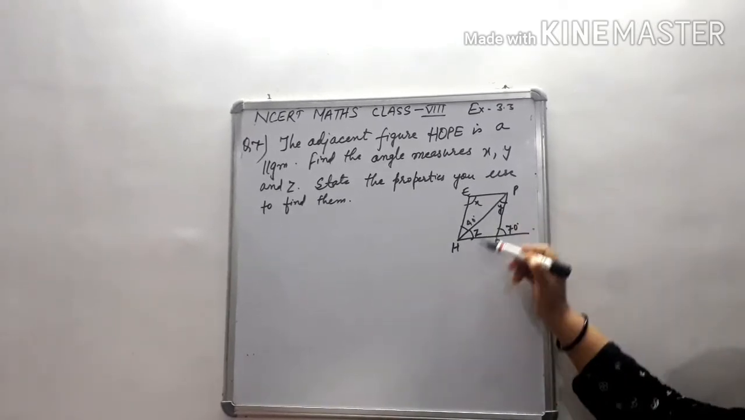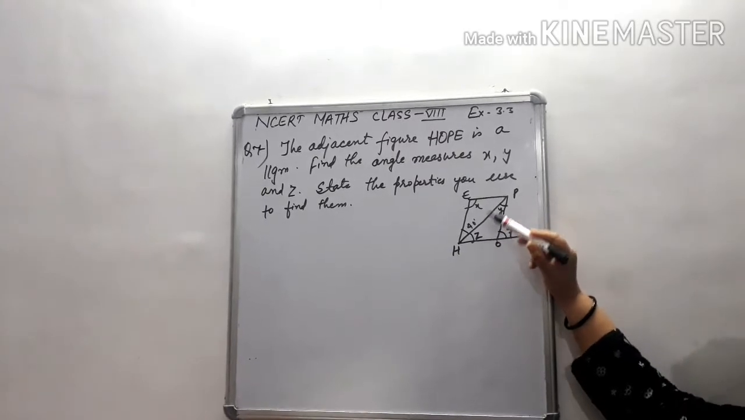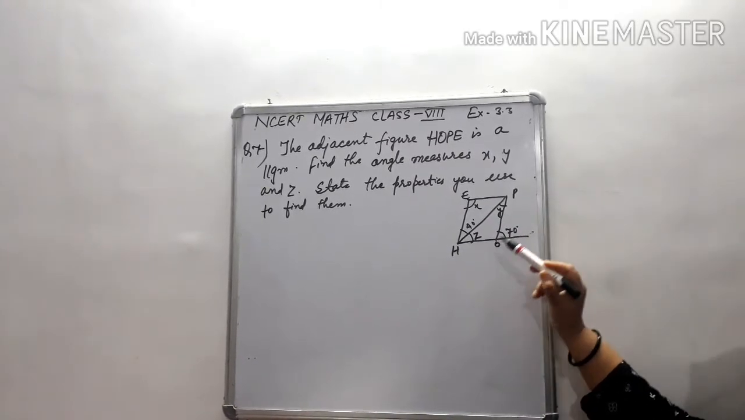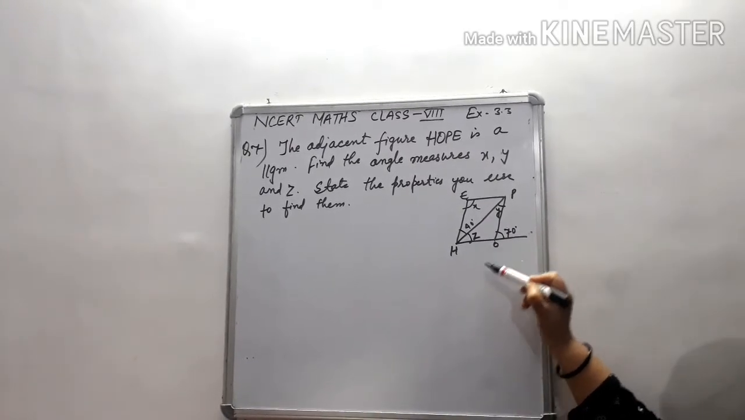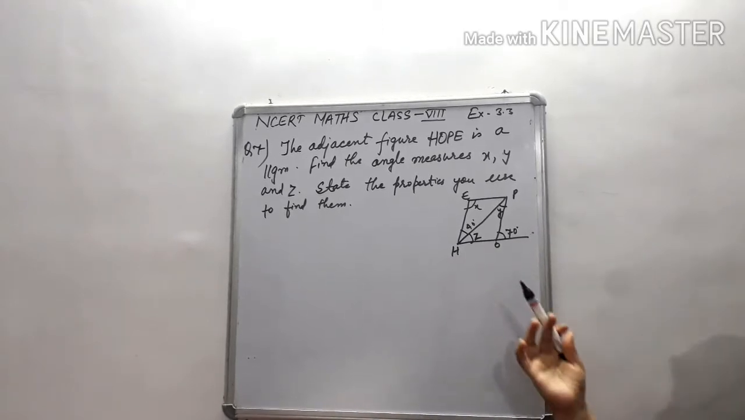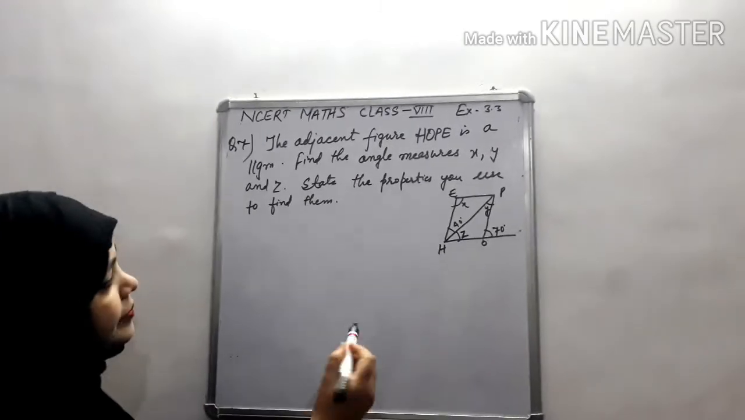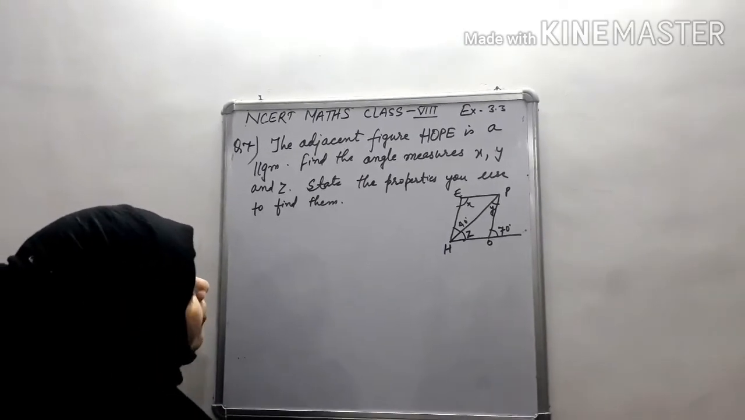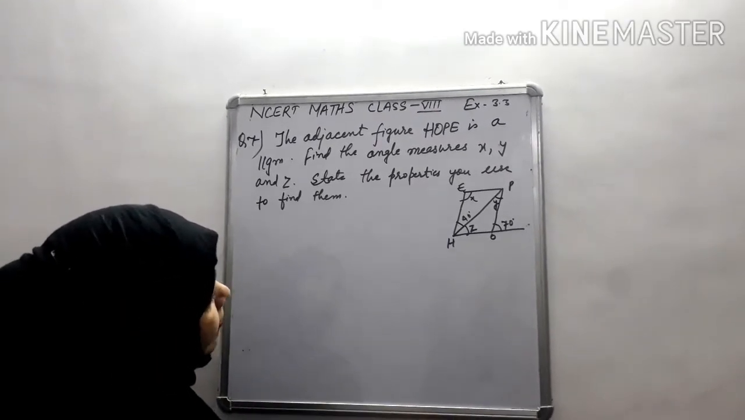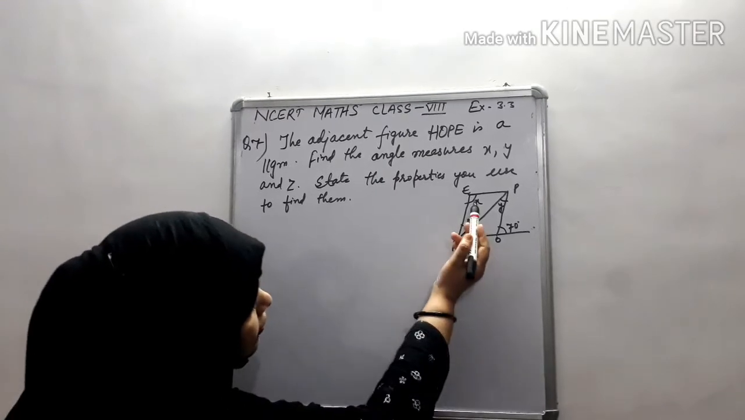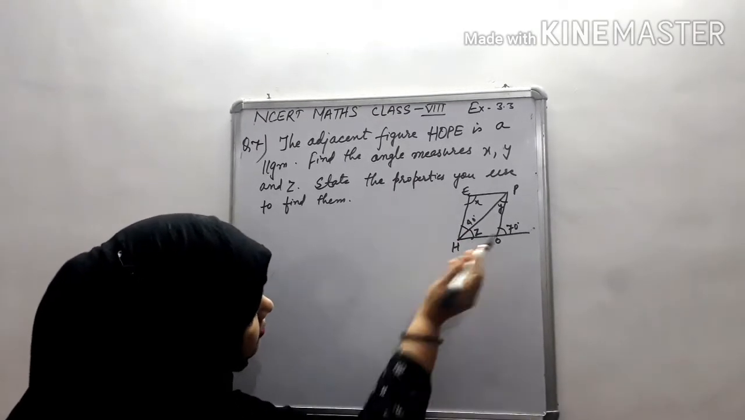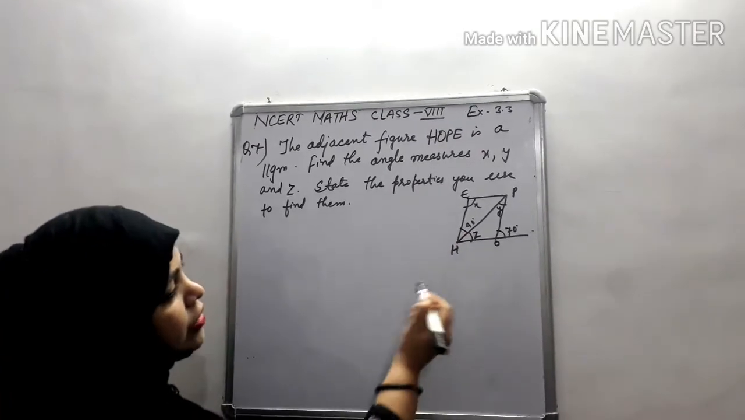In this parallelogram, we have to find the value of x, y, z, and also we have to state which property has been used here. We have to tell which properties are used here. Just look here. First of all, you have to find the value of x, y, z. How will you find the value of x? So first of all, what do we do?